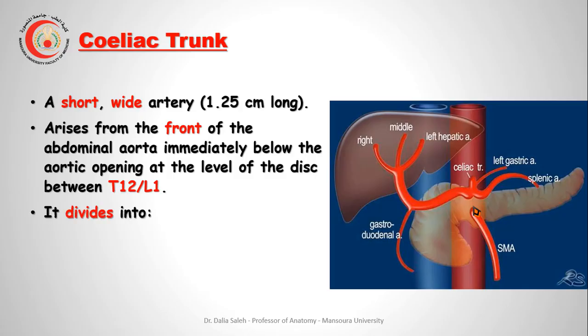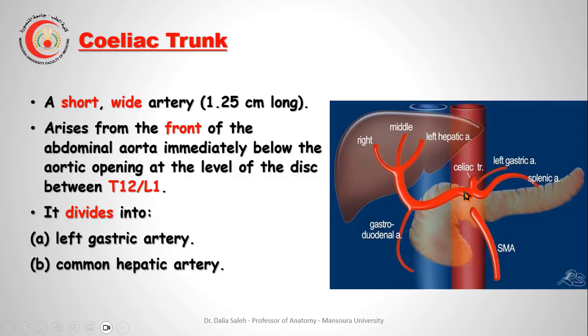It divides into three main branches. The smallest one is the left gastric artery, here. Larger than the left gastric artery is the common hepatic artery, which goes to the right side, and the largest branch is called the splenic artery.